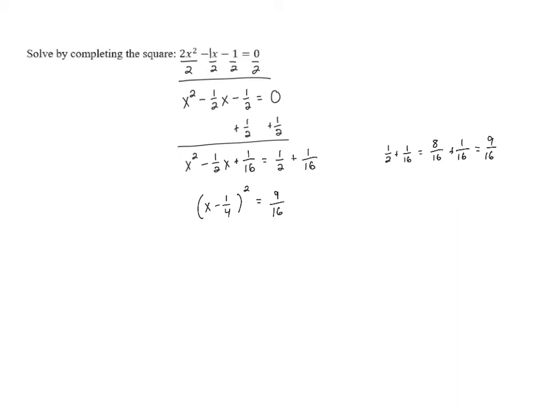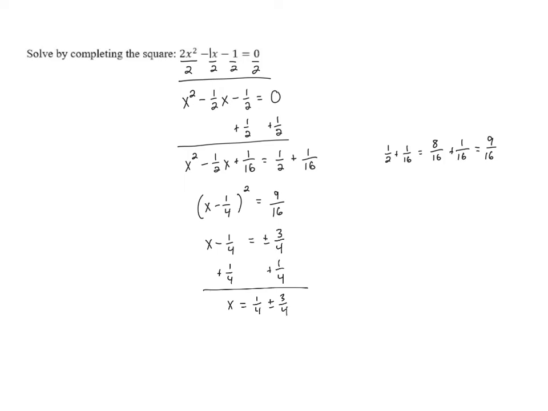And now we're in the position where we can use the square root property. When we take the square root of the left-hand side, we're left with just x minus 1/4. On the right-hand side, we have plus or minus. And when we take the square root of 9/16, that becomes 3/4. So we have x minus 1/4 equals plus or minus 3/4. Now, to get x alone, we need to add 1/4 to both sides of the equation. This leaves us with x on the left and 1/4 plus or minus 3/4 on the right.